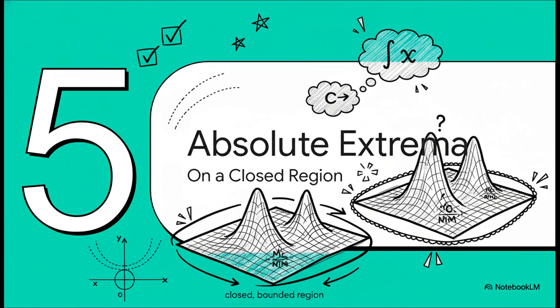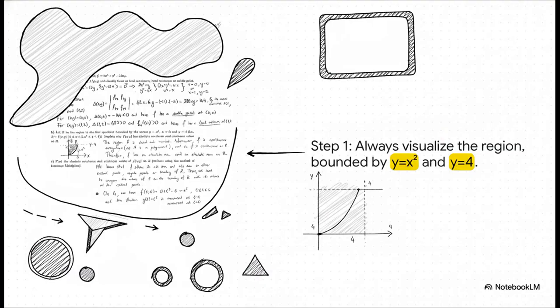Okay, deep breaths everyone. This is the big one. Finding absolute maximum and minimum values on a closed region. This is often the longest, multi-part, high-point question on the midterm, so let's make sure we know how to handle it. I cannot say this enough.